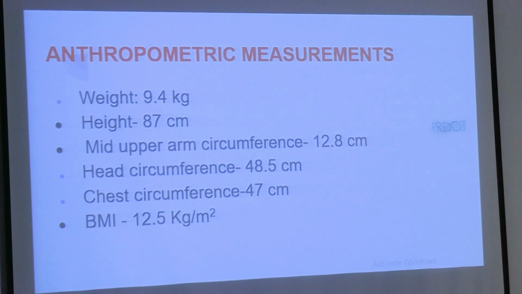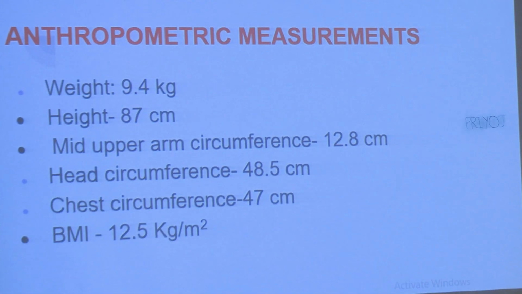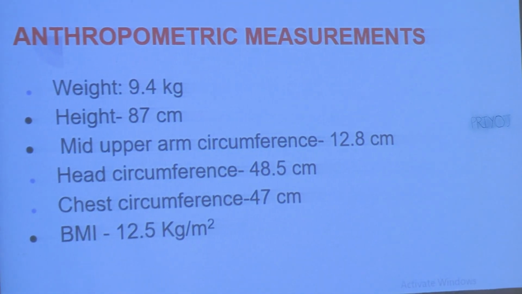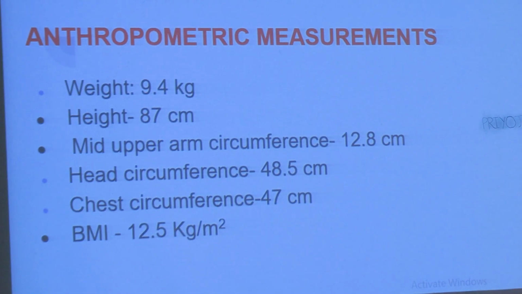Then I took the anthropometric measurements: height, weight, mid-upper arm circumference, BMI, then head circumference and chest circumference. All these things are measured in the case of an under-5 child. So weight is 9.4 kg, height is 87 centimeter, mid-upper arm circumference is 12.8 centimeter, head circumference is 48.5, chest circumference is 47, BMI is 12.5.